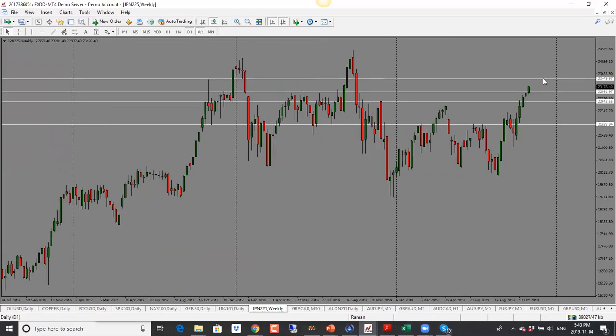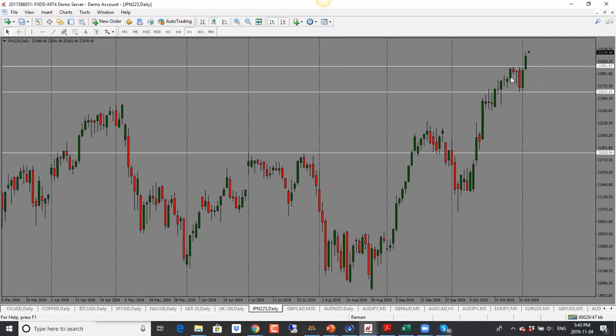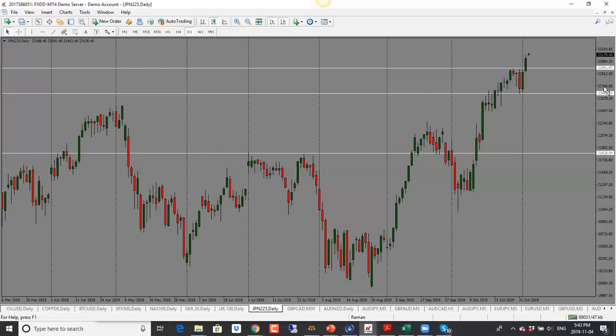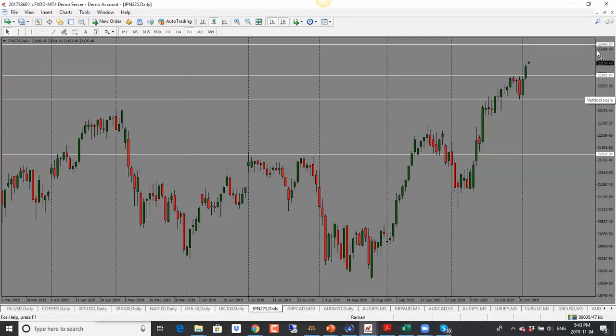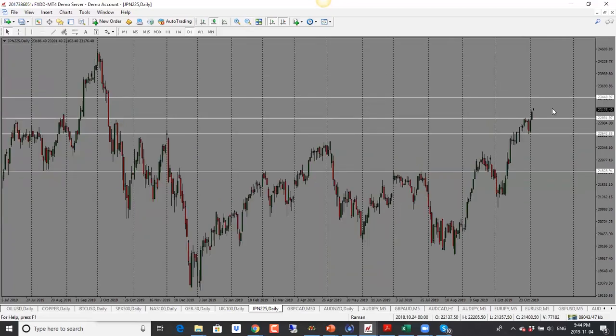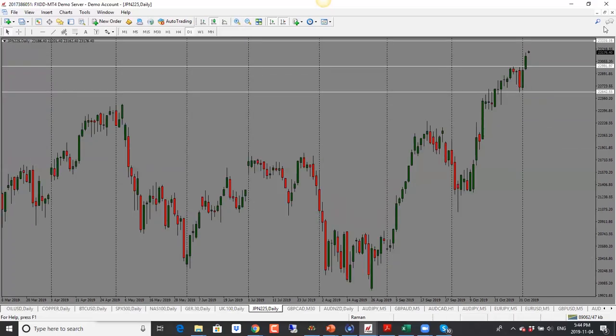Nikkei is looking quite bullish here. It's gone through the resistance. Next target is 23,500. So bias is bullish. Actually, before we go all the way there, 23,300 is the first target, and 23,500 is the second target. So bullish bias here for Nikkei as well.